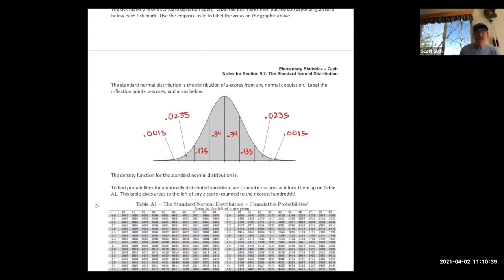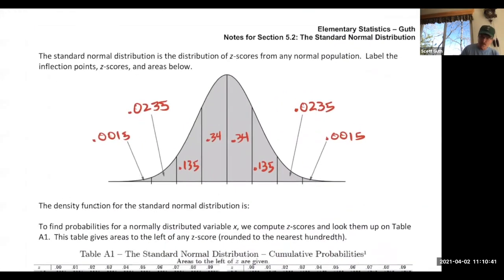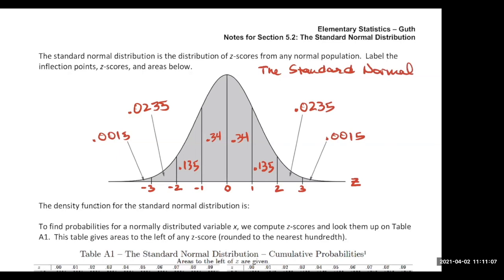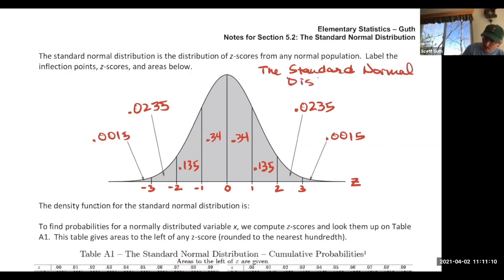Okay, but so the only difference here is they're asking us to put in z-scores on this distribution. So we labeled this with a z-score here. And again, z starts at 0 in the middle and goes 1, 2, 3 on the right, -1, -2, -3. And again, this is called the standard normal distribution because it's been standardized. All of them become the same distribution by using z-scores.